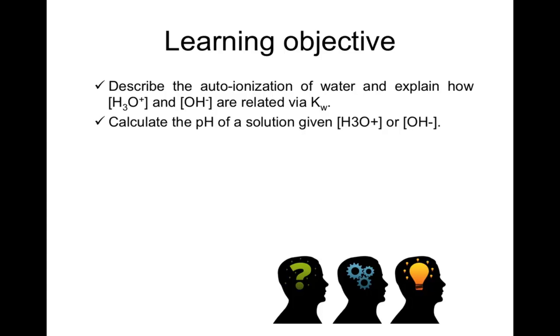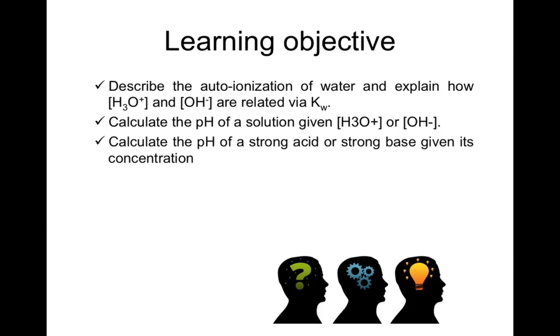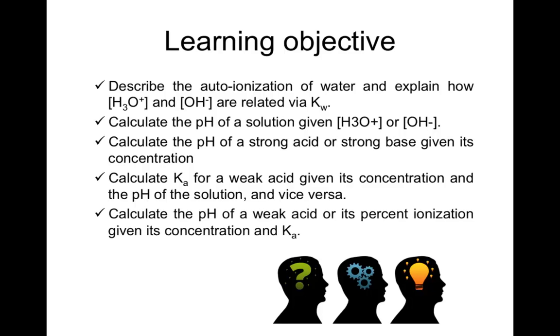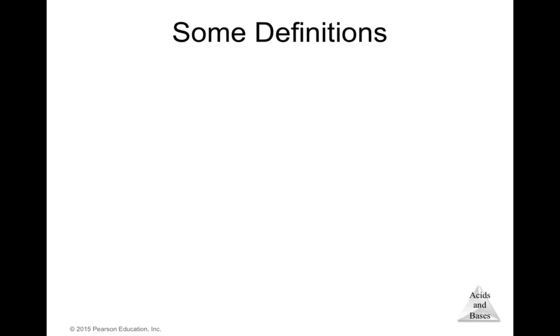You will calculate the pH of a solution given the concentration of H3O+ or the concentration of OH-. You will calculate the pH of a strong acid or strong base given its concentration. You will calculate the Ka for a weak acid given its concentration and the pH of the solution, and vice versa. And finally, you will calculate the pH of a weak acid or its percent ionization given its concentration and the Ka. So let's start by learning some definitions of acids and bases.